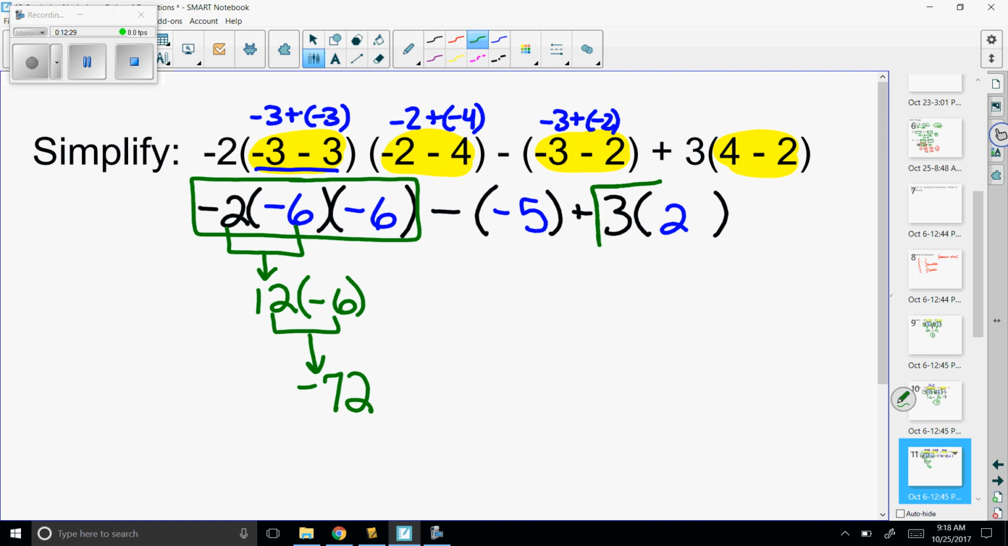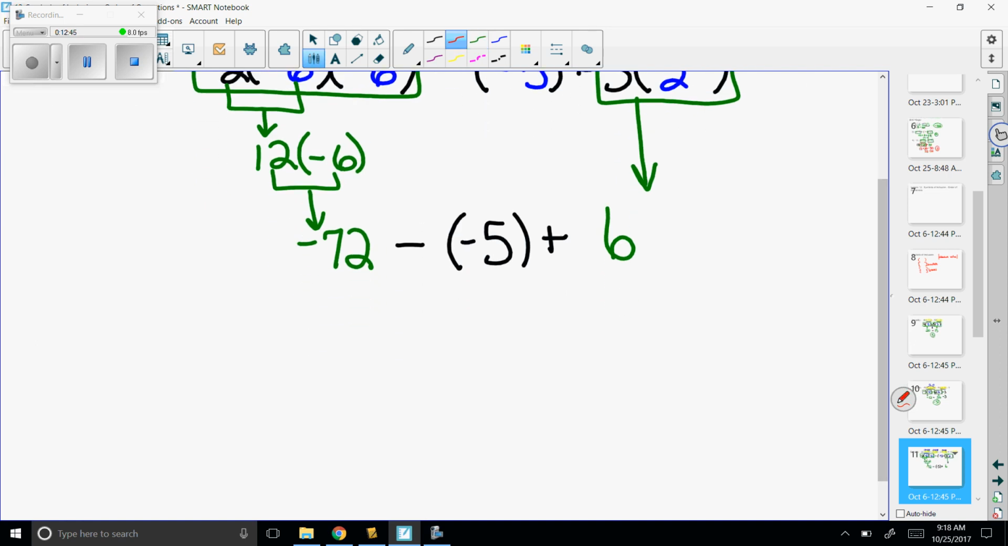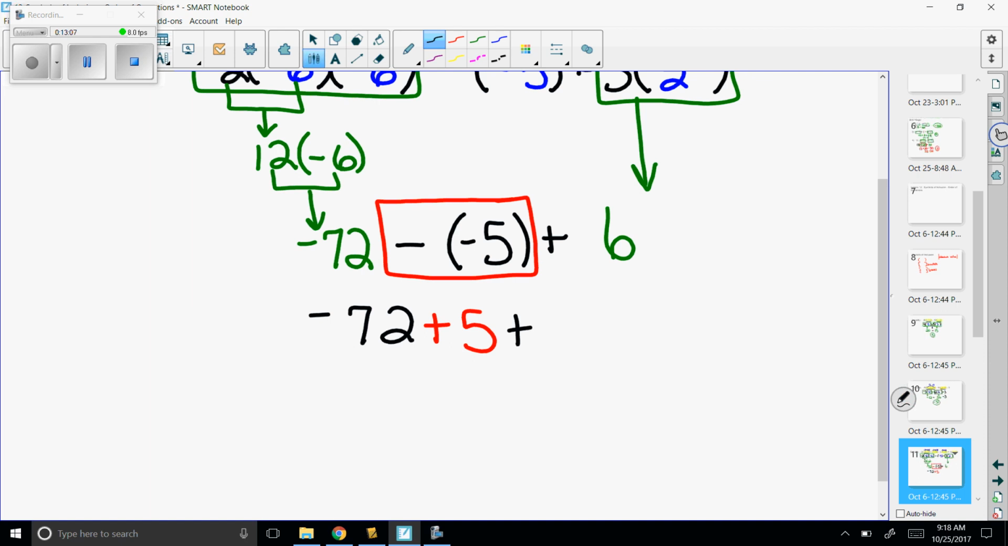My other multiplication is right here, 3 times 2. So I'm going to bring down the minus, -5 plus. Now what is 3 times 2? 6. Question up to that point. The next thing is to look right here. What is the opposite of -5, or minus -5? Plus 5. So we have -72 plus 5 plus 6.